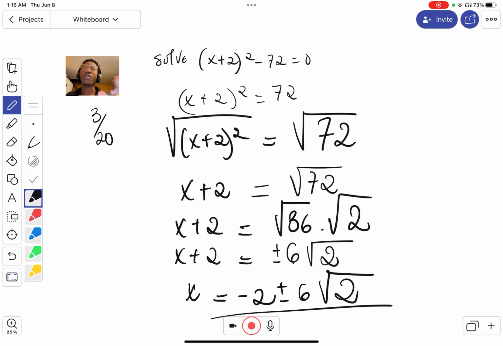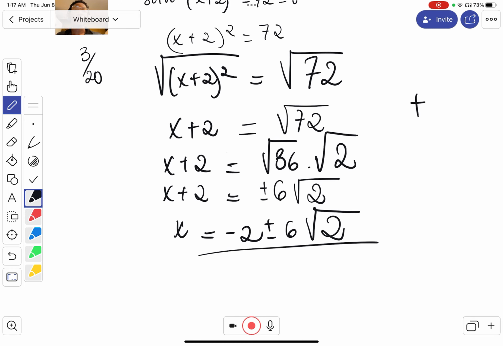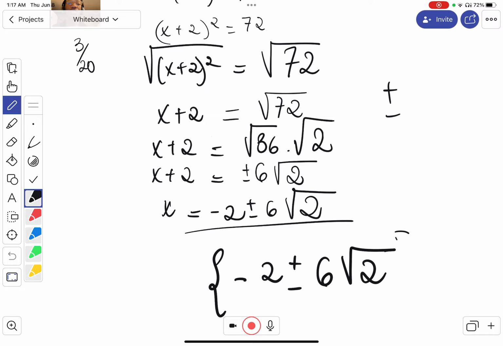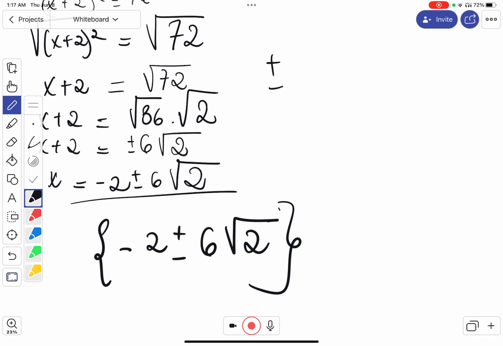But some teachers actually tell you to write it as a solution set. How are you going to do that? When you have the plus or minus, keep in mind that it's two different numbers, so it's two solutions. Some teachers will let you write it this way: brackets, −2 plus or minus 6 square root of 2. Other teachers will prefer you to write it another way. But it's still the same thing, just a matter of notation.